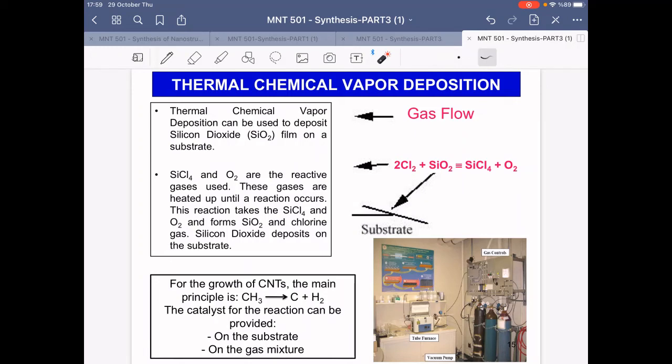Or if you are interested in the formation of some sort of carbon nanotubes, you can use methane as a precursor. This will be my reaction product depending on the catalyst. This can be single-wall or multi-wall nanotube, okay? The catalyst for the reaction can be provided on the substrate or in the gas mixture.